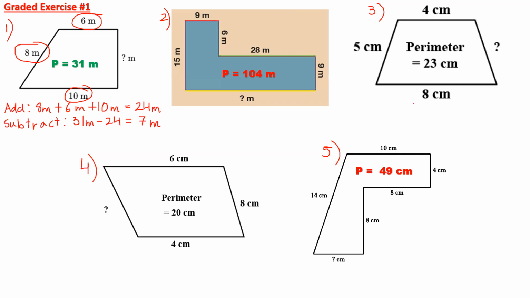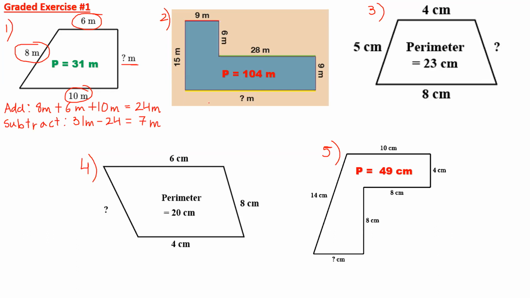Excuse me, Mr. Petit. Go ahead. Me finding the missing side, no? Yes, we are. The missing side is 7. I know. Okay. I didn't see you put it at the bottom like I normally do. Oh, okay. Yeah, I didn't have enough space. Yes. Okay, so the answer is 7 meters.